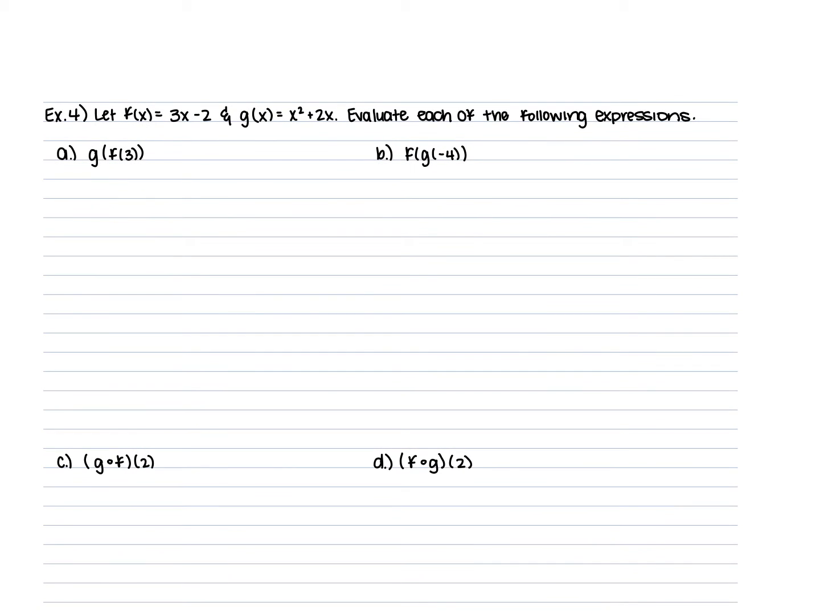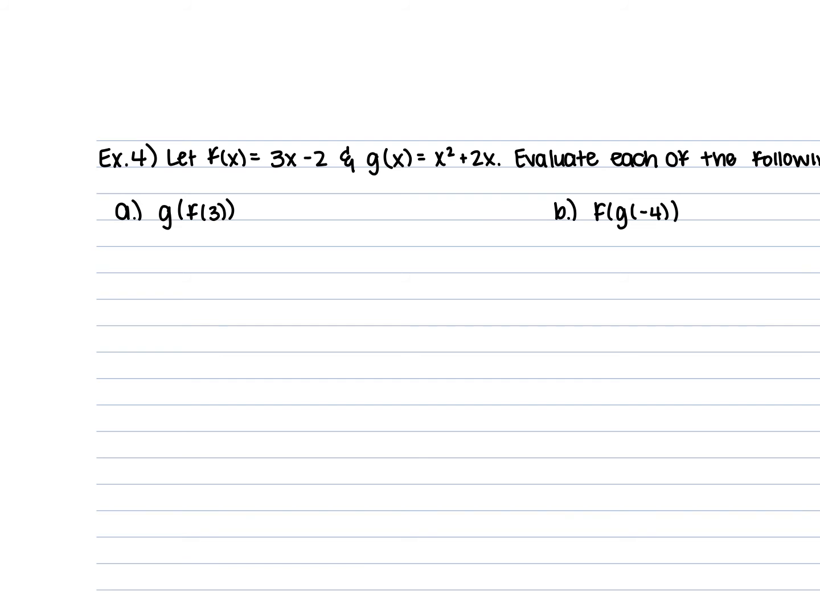For example 4, we're told to let f of x be 3x minus 2 and g of x is equal to x squared plus 2x. And we're just evaluating each of the expressions. For a, we have g of f of 3. So what this is telling us is to first plug in 3 for x wherever we see x in f of x. Then whatever we get for that answer, we plug in to g of x for x.